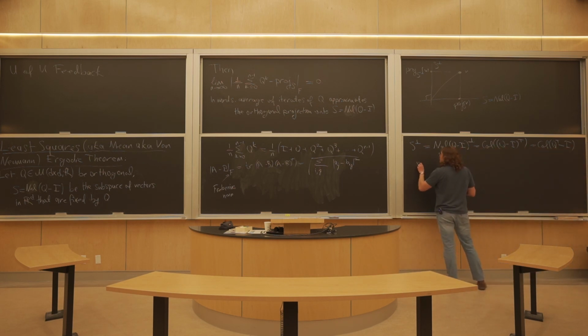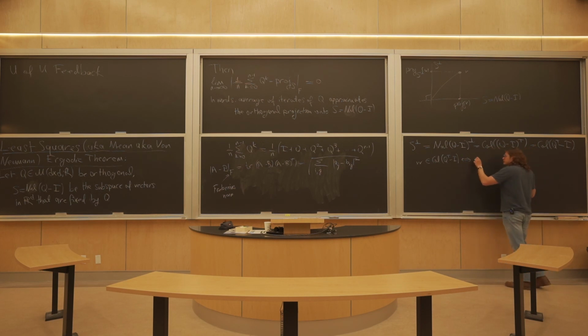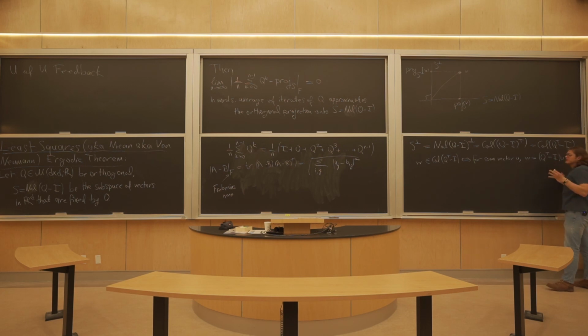If W is in the column space of that matrix, this means that for some other vector U, W is equal to Q transpose minus I applied to U. That's one of the definitions of what it means for a vector to be in a column space.